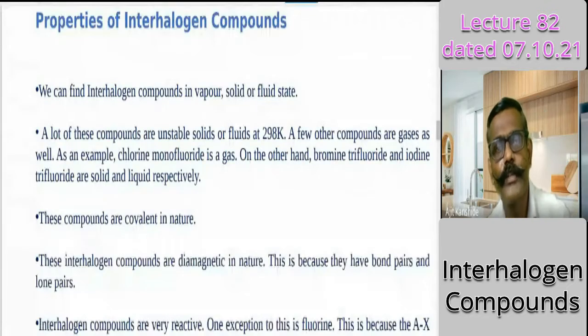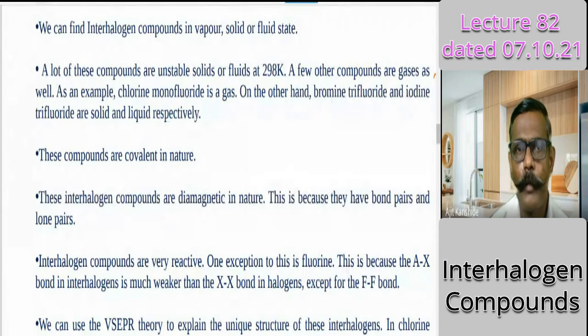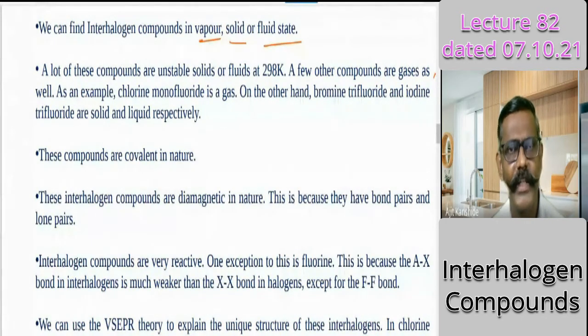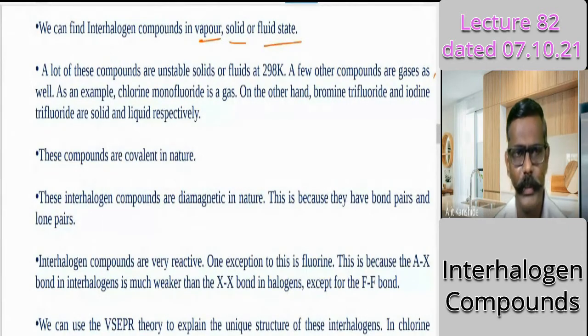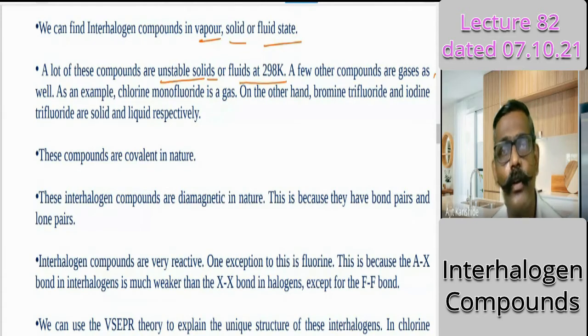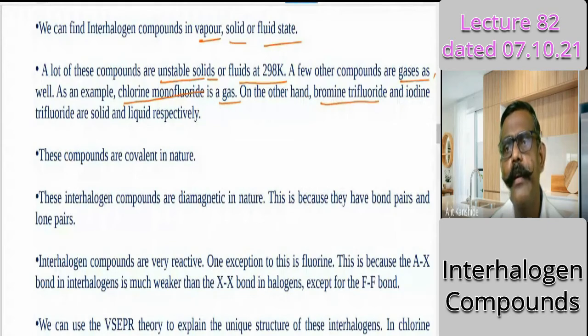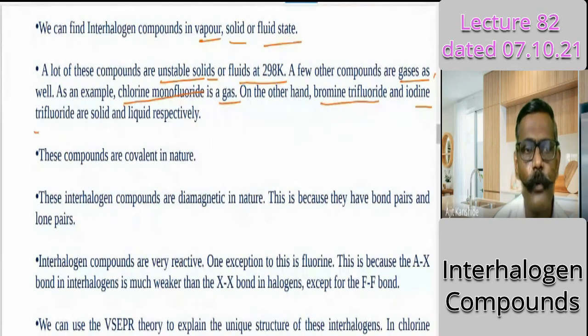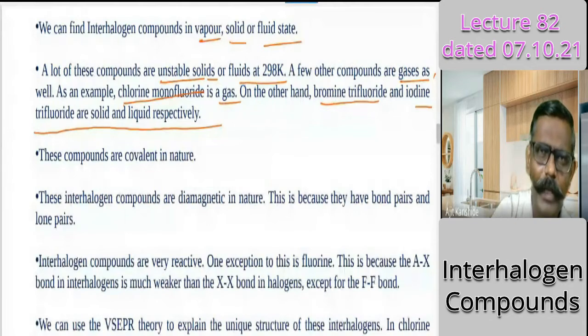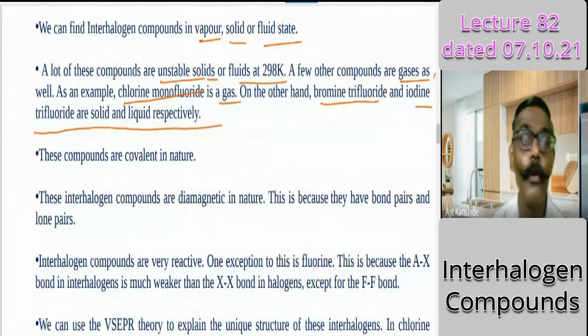Good. Now see, properties of these interhalogen compounds. We can find these interhalogen compounds in vapor, solid, as well as fluid, meaning liquid state. I'm just reading those properties. These compounds are unstable solids or fluids at room temperature. A few compounds are gases as well. Example they have given, ClF is a gas. On the other hand, bromine trifluoride and iodine trifluoride are solid and liquid. This property in detail we have discussed in the above table.